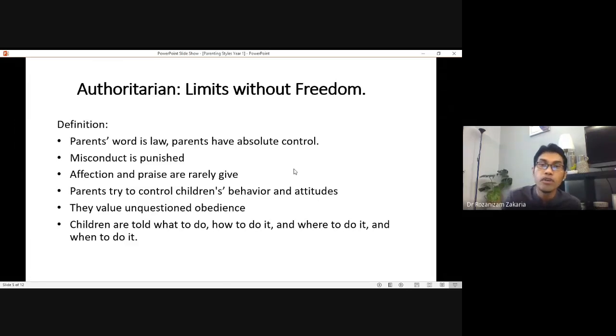Okay, for example, authoritarian parents. The examples: highly punitive. They dislike if children question their rules. They control every single thing. They control who their children want to play with. So those are examples of authoritarian.